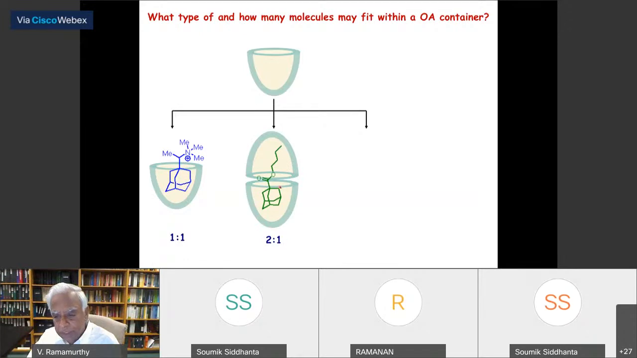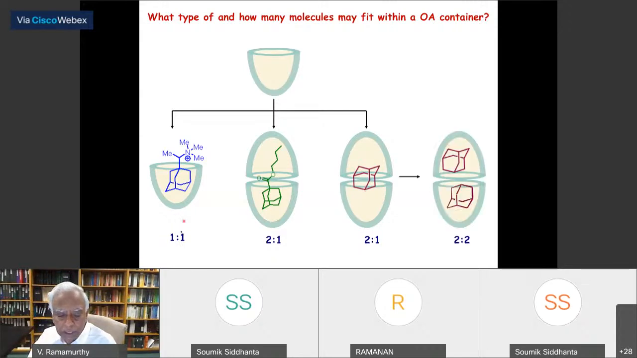And for example, if you have a molecule which does not have any of these things, like adamantane, a small molecule, this still doesn't like water. So it will form a 2-to-1. If you put a little bit more, it will form 2-to-2. So basically, this molecule, octa acid, can form 1-to-1, 2-to-1, 2-to-2 complexes. The first number is for the host, the second one is for the guest. During the talk, we'll mention these names.